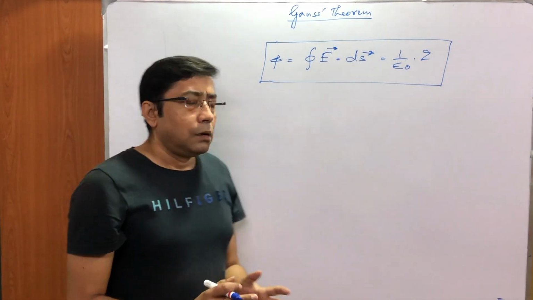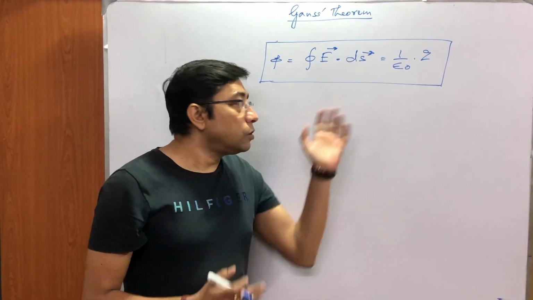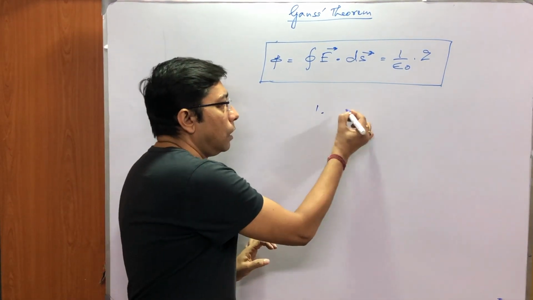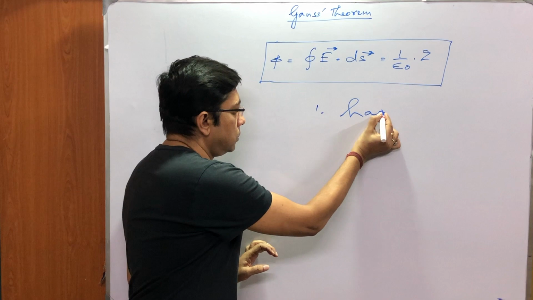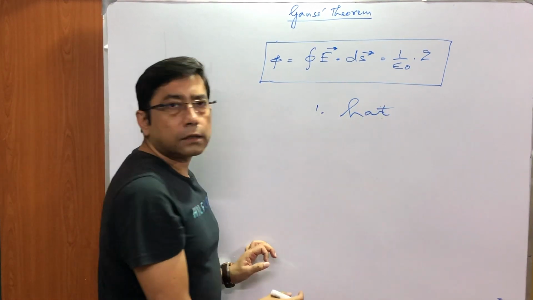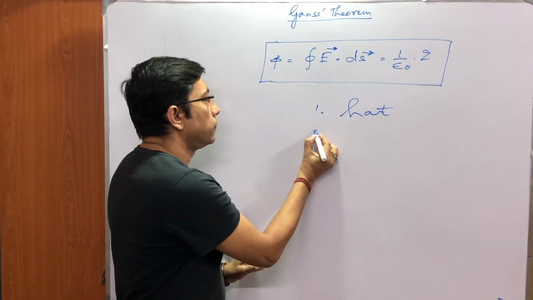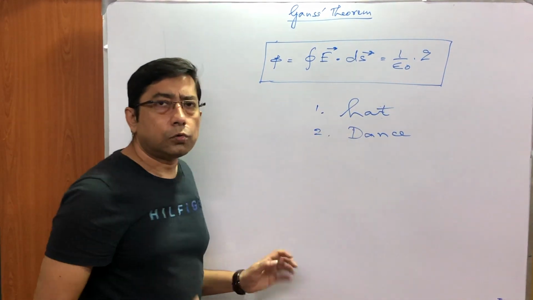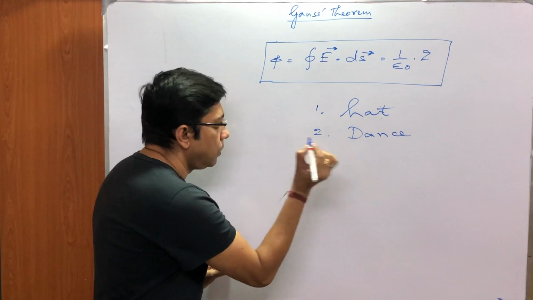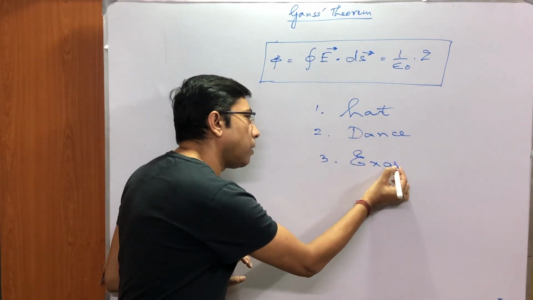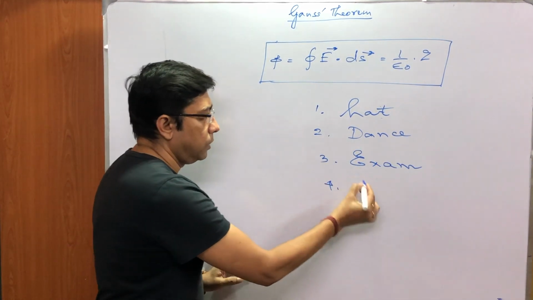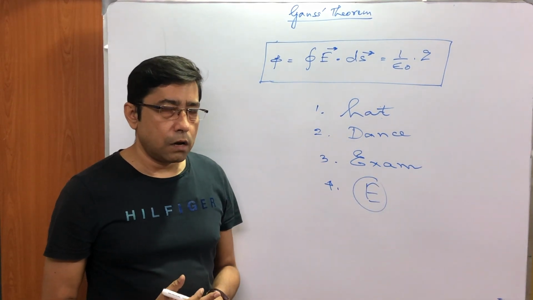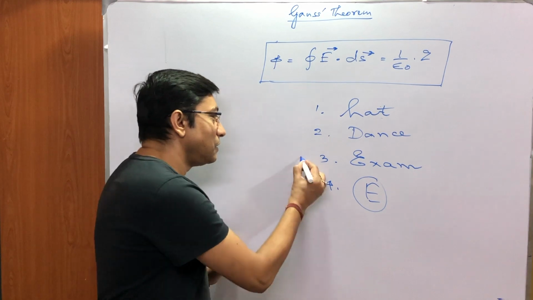Now, tell me this, why is Gauss's theorem so important? I'm giving you clues, options. Option 1, Gauss has a very good hat in his picture. Option 2, Gauss used to dance very well. Number 3, it is very important for exams. And number 4, we get electric field intensity from this. Yeah, right guess. But number 3 is also correct.